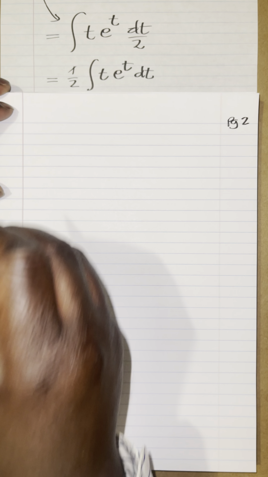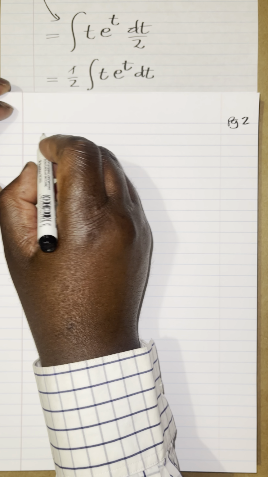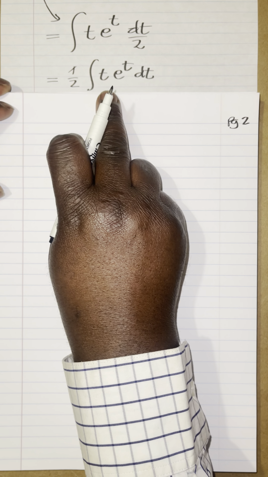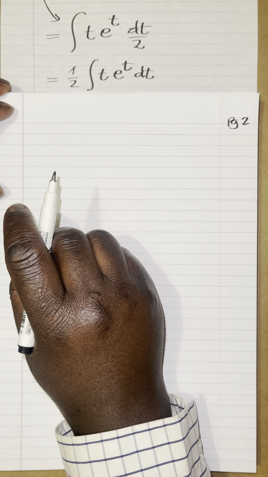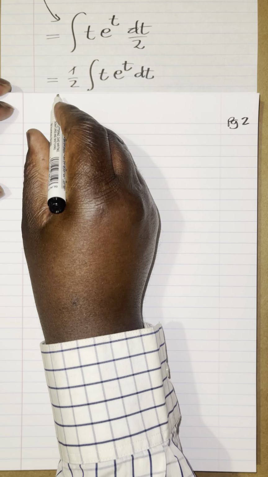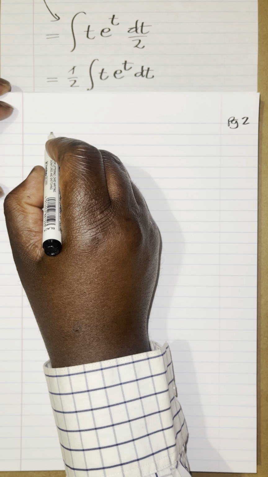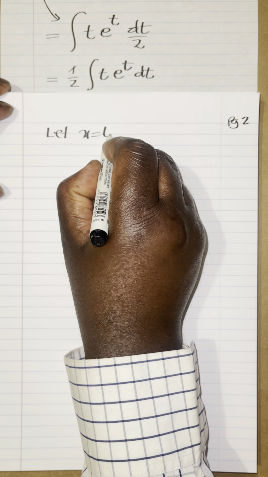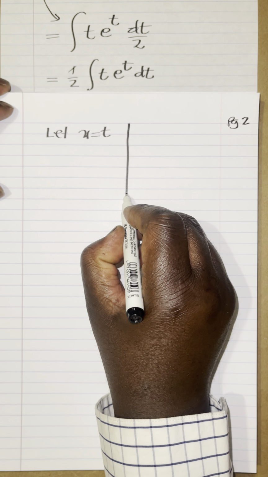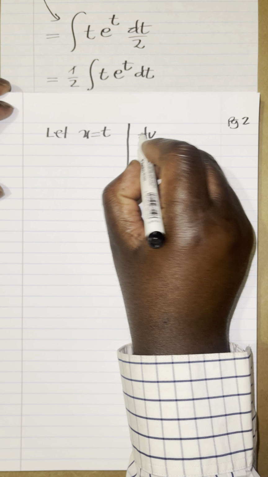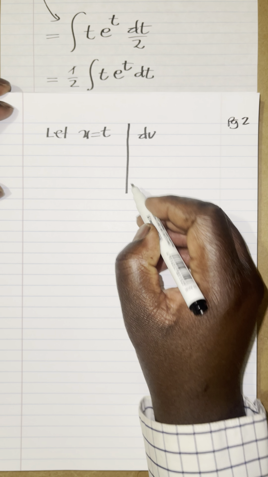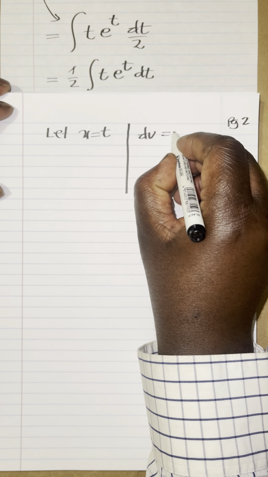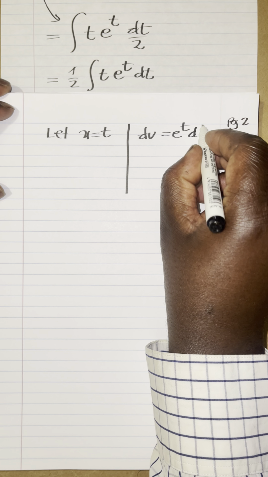So now my focus is on the integral of t e to the power t dt. So I'm going to let, remember we have half outside, u be equal to t. Remember, integration by parts, we have to say dv be equal to what is remaining there, which is e to the power t dt.